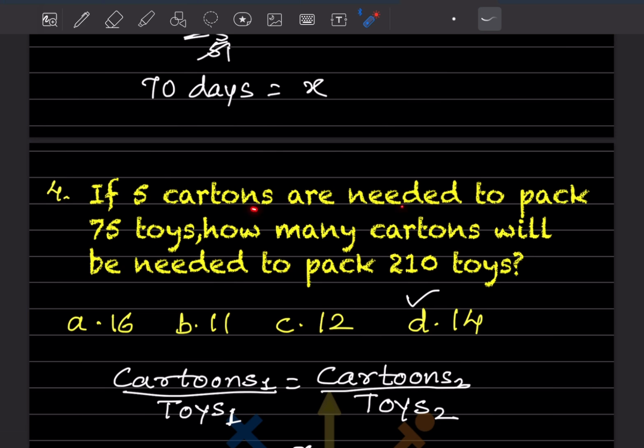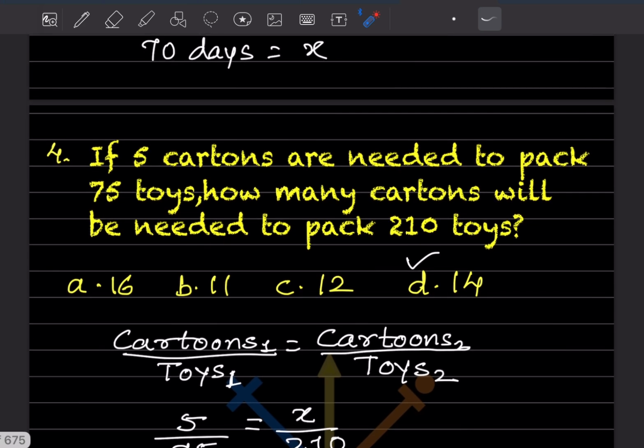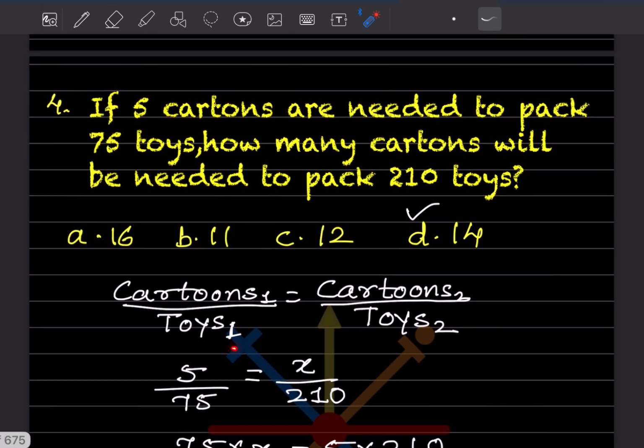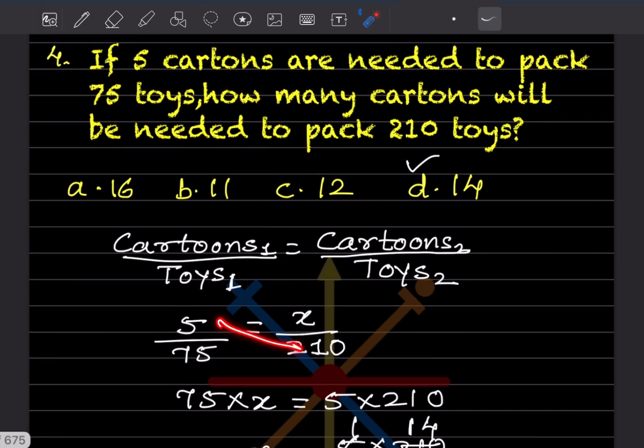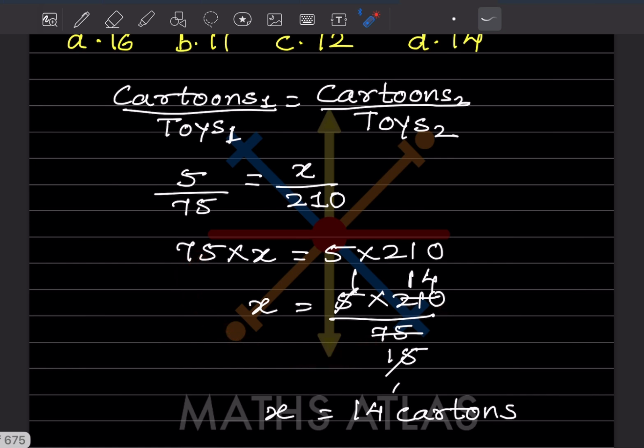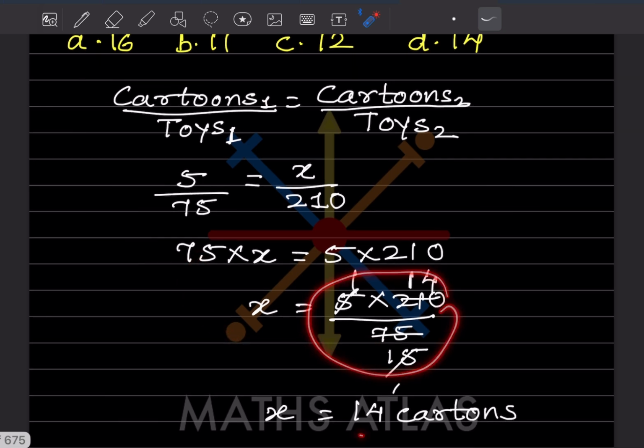If 5 cartons are needed to pack 75 toys, how many cartons will be needed to pack 210 toys? We can see these are the cartons and these are the toys. So cartons 1 by toys 1 equals cartons 2 by toys 2. Cartons are 5 and toys are 75. Here we don't know the cartons, so we consider it as x, and toys are 210. Again you cross multiply. 75 into x will be 5 into 210, so x is 5 into 210 divided by 75. After simplifying, we get x is 14 cartons.